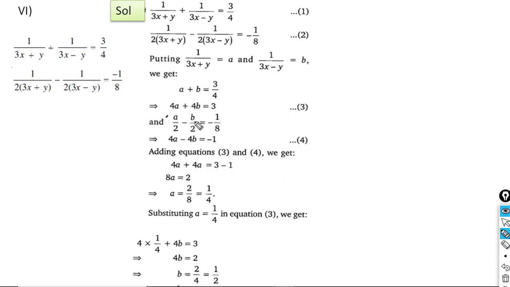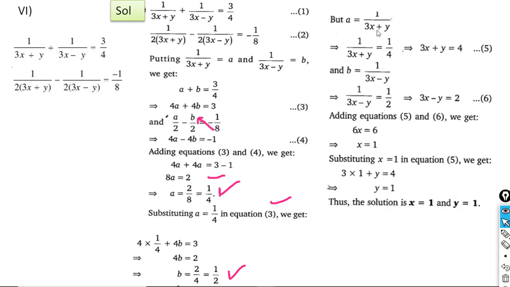Similarly, in the second case, by cross multiplication, you get 4a minus 4b is equals to 1. We simply add these equations. 4b and 4b cancel, we get 8a is equals to 2. Value for a is 1 by 4. A is 1 by 4, we substitute in equation number 3 to find the value for b, which comes to be 1 by 2. In the next case, we are just going to substitute the value of a as 1 by 4 and b as 1 by 2. We get two more equations in the standard form.